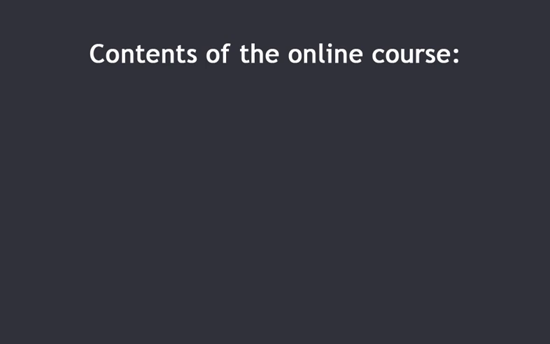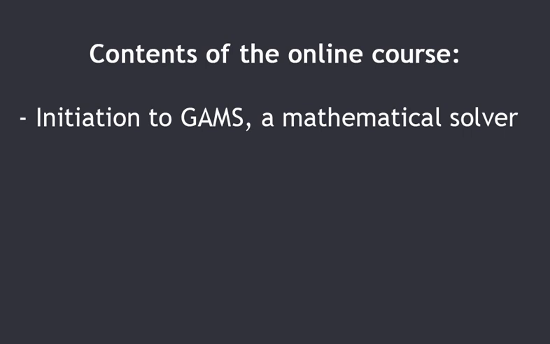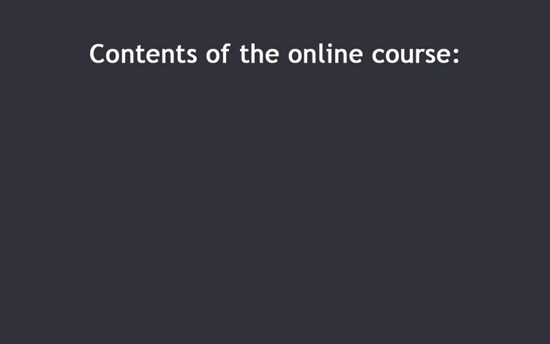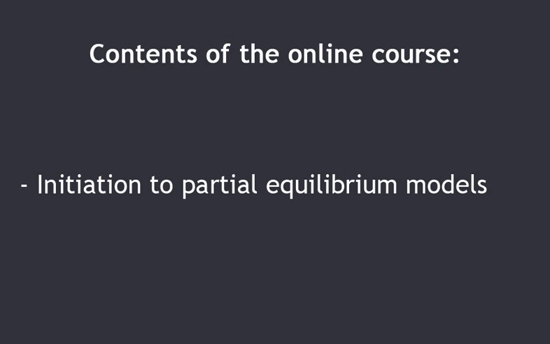Now, what are the contents of this online course? So in fact there are three elements in this course. First, an initiation to GAMS, which is a mathematical solver, which is the instrument that we need to conduct economic modeling. So then we've got the models. First, initiations to partial equilibrium models, which are models with a focus on a specific sector or several sectors of an economy, without taking into account all interdependence effects or in fact the impact on labor markets.